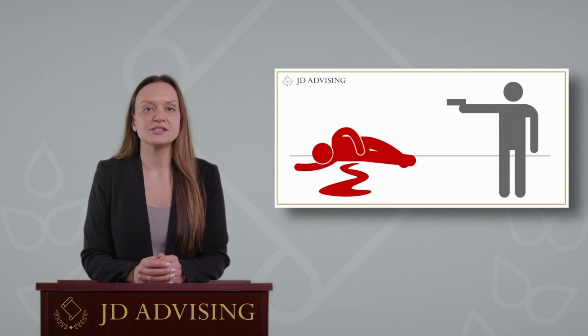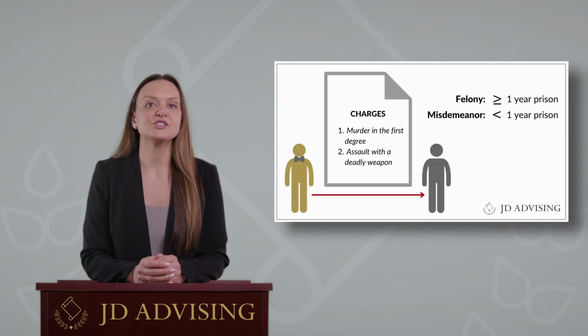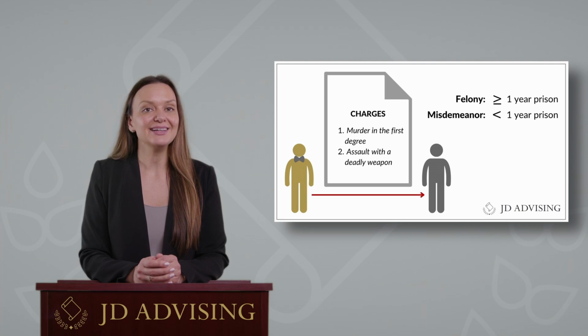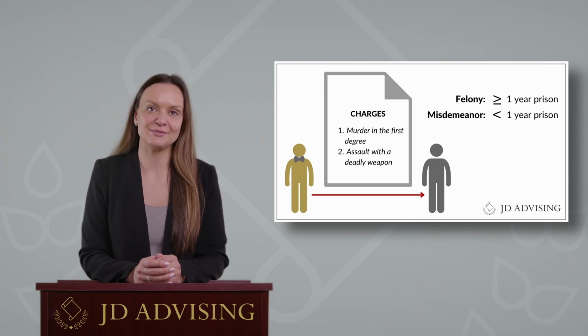In the criminal justice system, there is not a plaintiff, but instead a prosecutor. The prosecutor brings a charge, sometimes called an indictment, against the defendant. The charge can be for a felony or a misdemeanor. A felony is more serious than a misdemeanor.